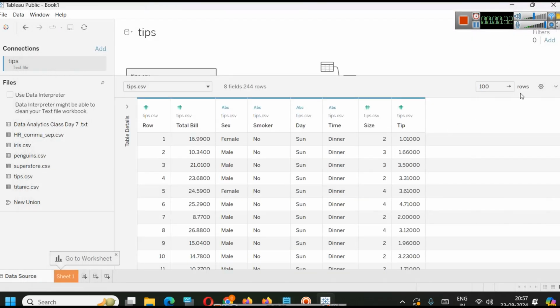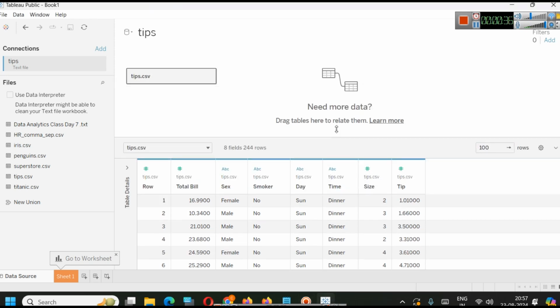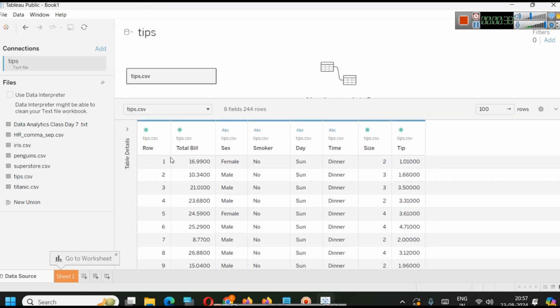The data set that we are using today is the TIPS data set. In the TIPS data set, you can see we have these 7 variables. Row is given, but it can be ignored. We have total bill, gender, smoker, day, time, size, and tip. Okay.